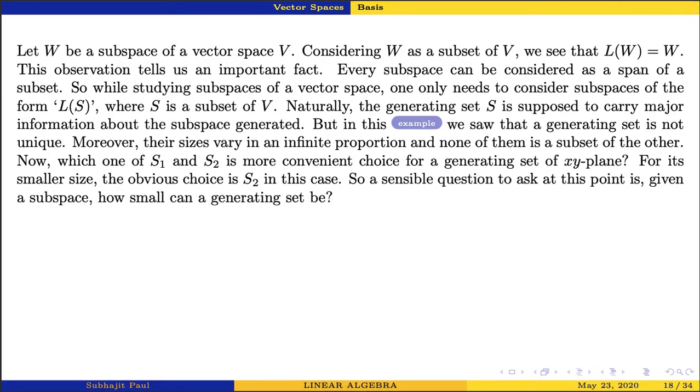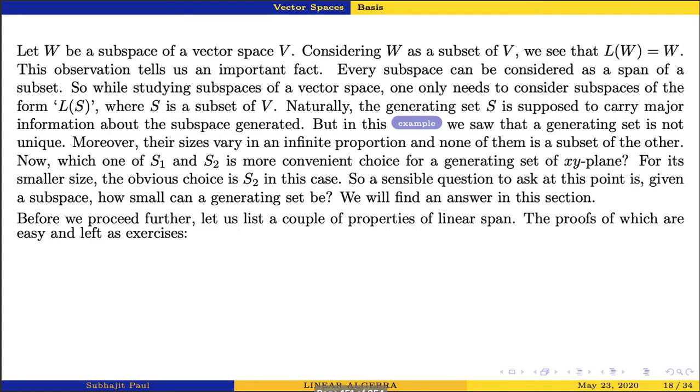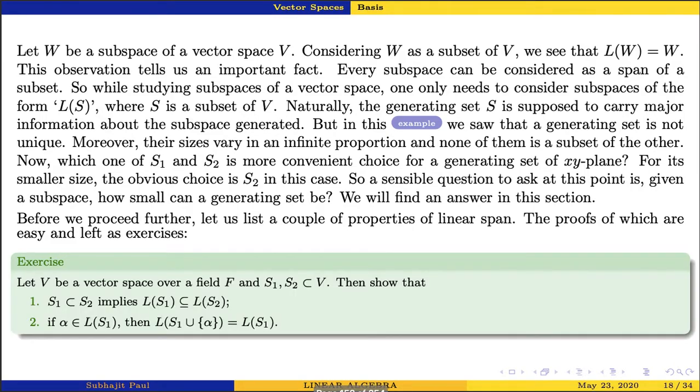So a sensible question to ask at this point is, given a subspace of a vector space, how small can a generating set be? We'll find an answer in this section. Before we proceed further, let us list a couple of properties of linear span, the proofs of which are very easy and left as exercises. Let us see these exercises a little carefully, because we are going to use these properties later in this lecture. So V is a vector space and S1, S2 are two subsets of V.